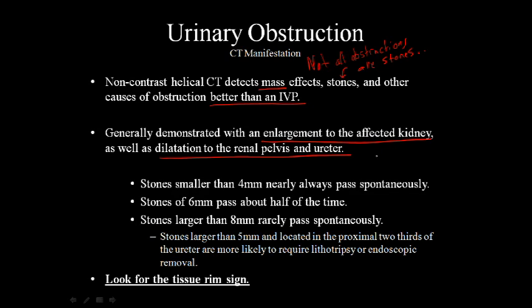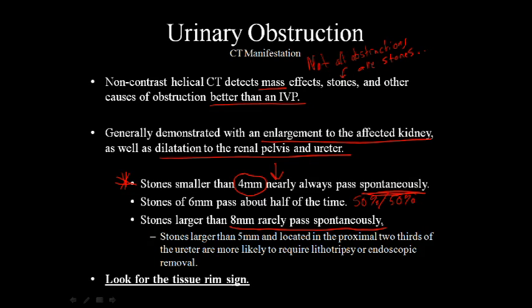Another thing to keep in mind is if we're looking for renal stones and we see a renal stone, typically we want to take measurements. Stones smaller than 4 millimeters, so 4 millimeters or smaller, nearly always pass spontaneously. So you don't have a warning when they're going to pass, but you know that they're probably going to. Stones of 6 millimeters pass about half of the time, so there's a 50-50 chance that you're going to pass this stone if it's 6 millimeters. Stones larger than 8 millimeters rarely pass spontaneously, so there's going to be nothing that you can really do to get this thing to pass.